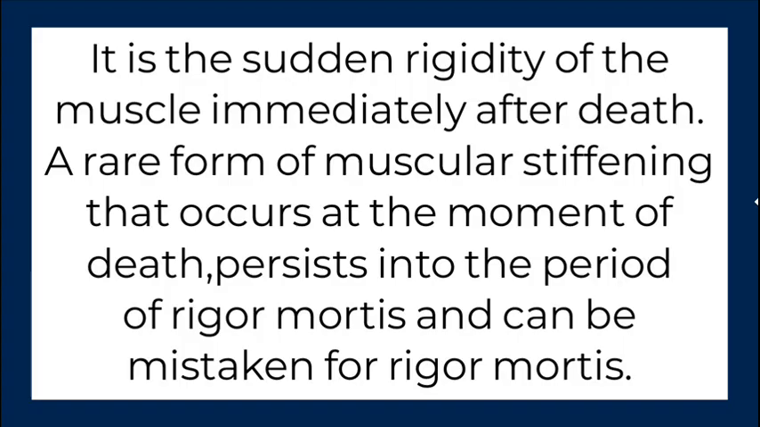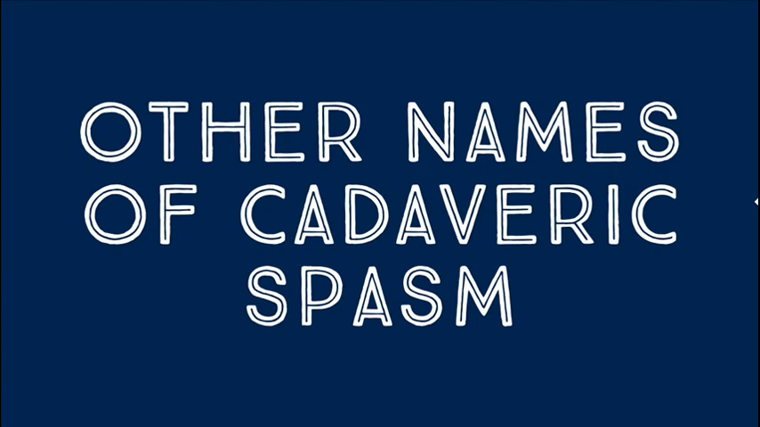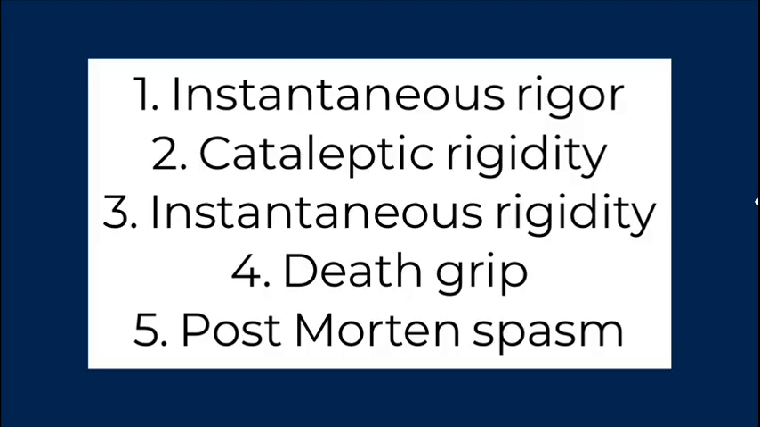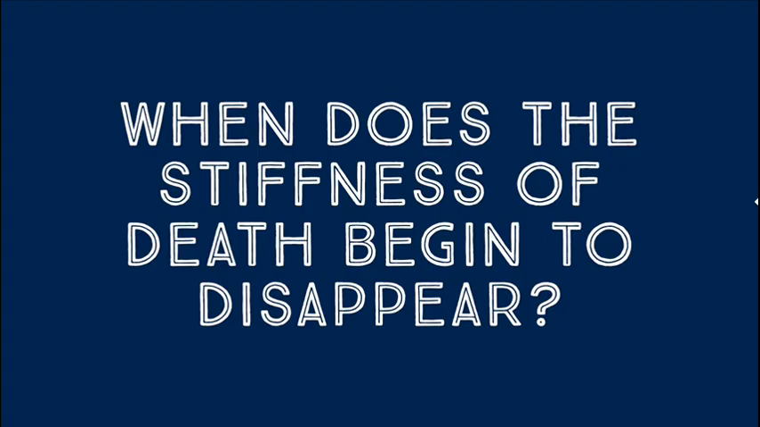Cadaveric spasm. It is the sudden rigidity of the muscle immediately after death. A rare form of muscular stiffening that occurs at the moment of death, persists into the period of rigor mortis and can be mistaken for rigor mortis. Other names of cadaveric spasm. 1. Instantaneous rigor. 2. Cataleptic rigidity. 3. Instantaneous rigidity. 4. Death grip. 5. Post-mortem spasm.